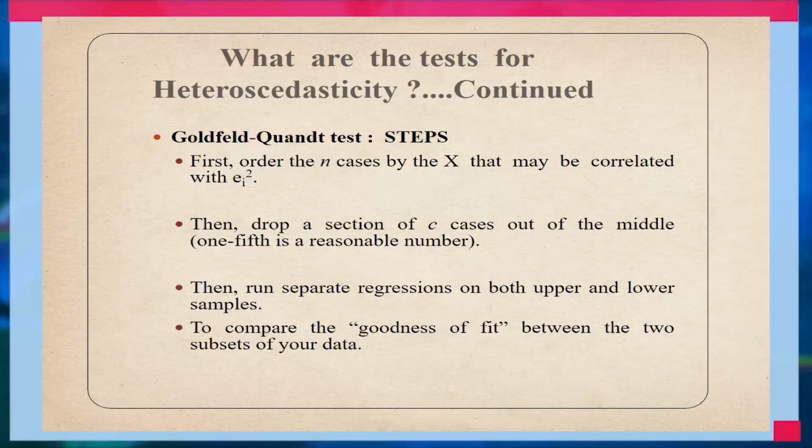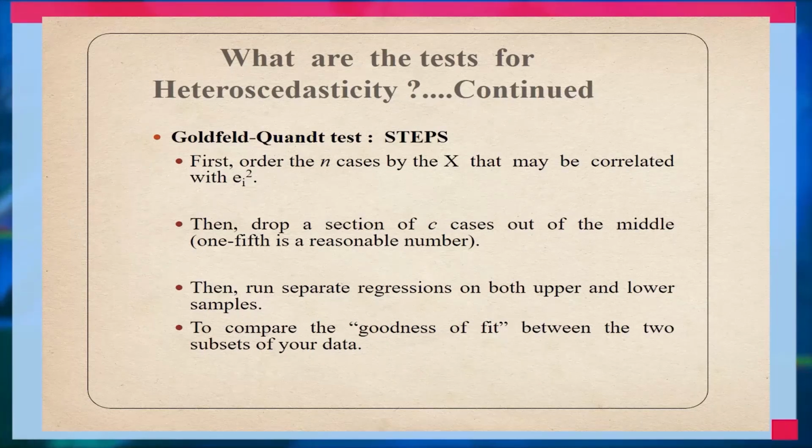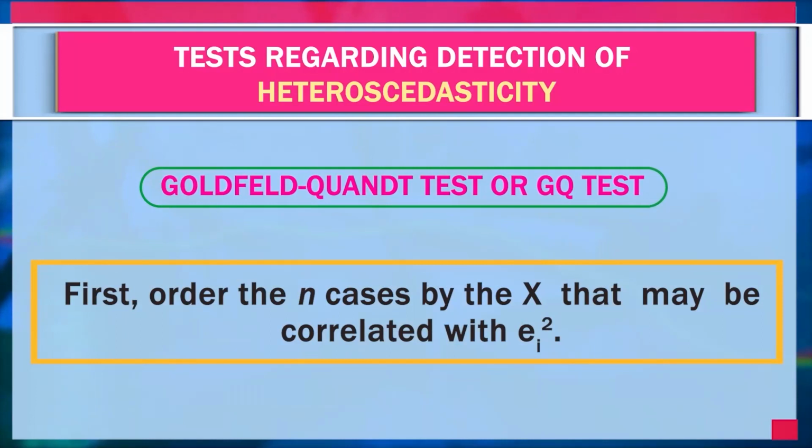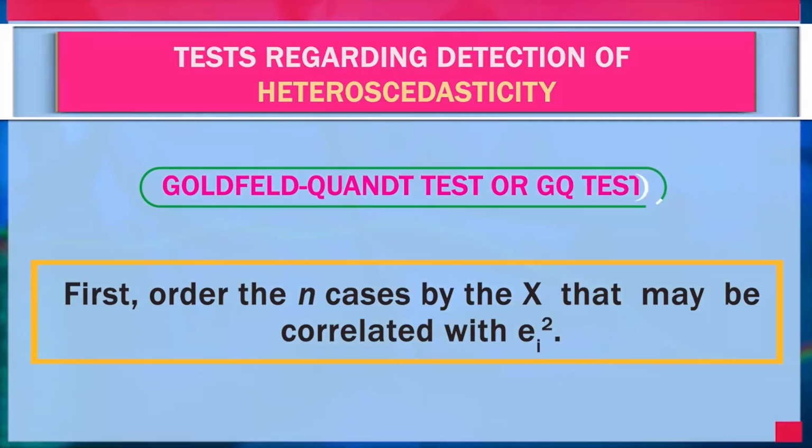So in this particular slide, as we continue our discussion of the tests for heteroscedasticity, we start with the first test, which is called the Goldfeld-Quandt test, or GQ test. This test is one of the most popular tests and it can be done in any of the updated software available in econometrics today. It can even be done in Excel.